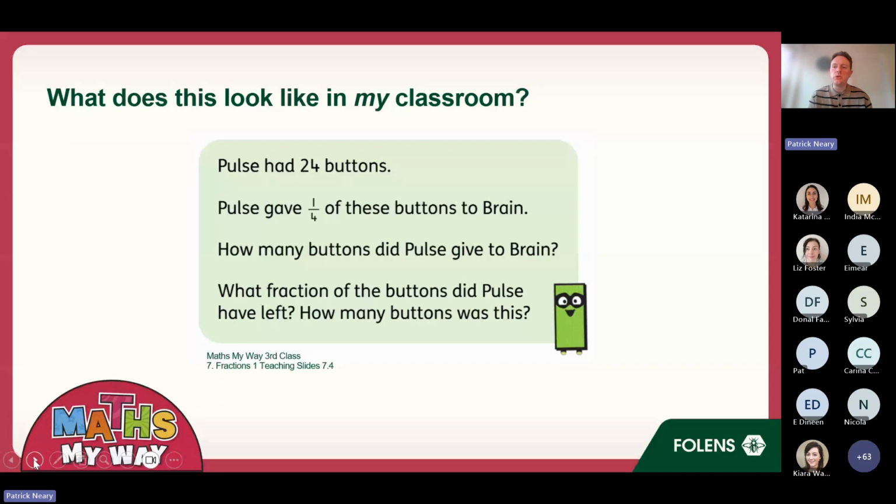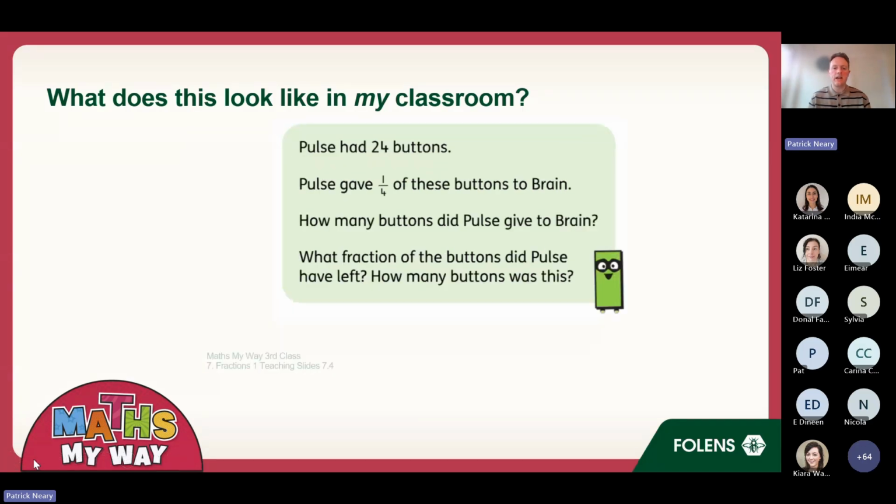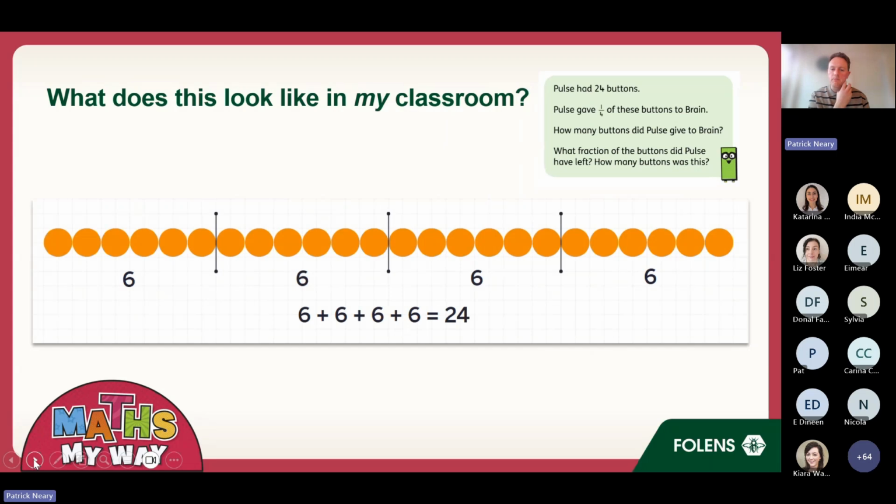This was new for the children, so they had no formal way of doing this yet. We're going to look at some of the models they came up with. They drew them on whiteboards, but I just recreated them on Polypad to show some of these ideas today. The first child drew out 24 buttons and split them in half, drew a line down the middle, and then split each half in half again. They recorded 6 underneath each set, and recorded that 6 plus 6 plus 6 plus 6 equals 24.